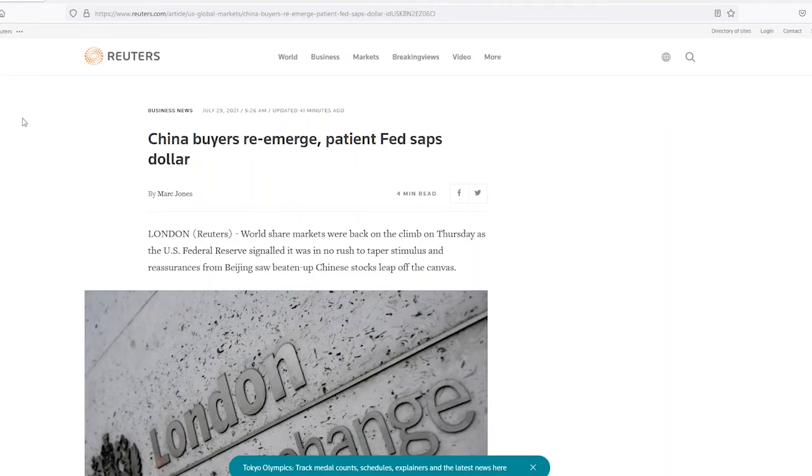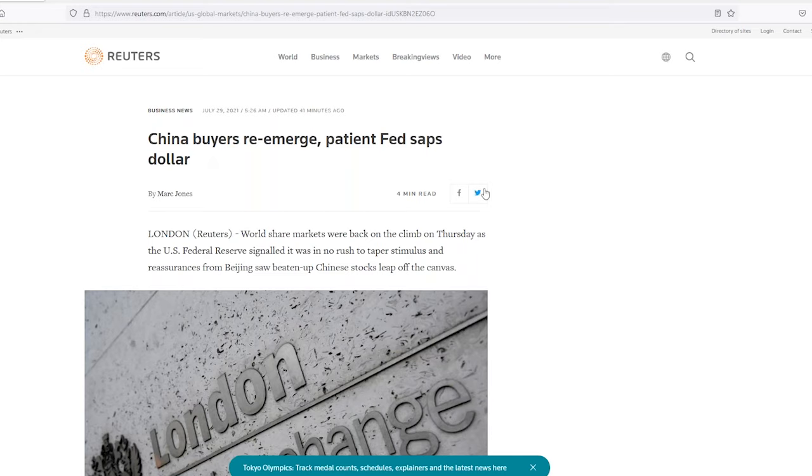We can look at some headlines that I pulled up here just before we started. China buyers reemerge, patient Fed saps dollar. Okay, well, that sounds positive if you unwrap that headline. China buyers reemerge. Okay, if you read the article, it tells you about the fact that China's regulatory crackdowns kind of scared some folks, as they were looking to crack down not just on the crypto industry, but also on the tech industry.